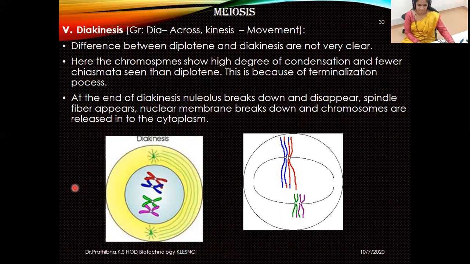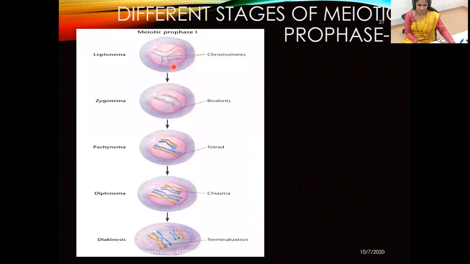Okay, and next you'll be able to see here the different stages of meiotic prophase. Till now we went through the leptotene, right? Chromosomes are somewhat beaded, what's called bead chromosomes. Then zygotene, that is bivalent, pachytene, pachynema, tetrad, then diplonema, you can see the chiasmata, and diakinesis, you can see the terminalization. This can also be mentioned as, in meiotic prophase I: leptonema, zygonema, pachynema, diplonema, and diakinesis. Hope you are making note of all this.